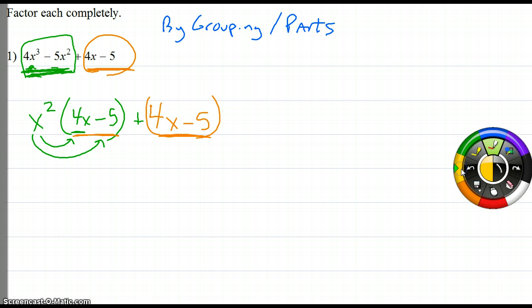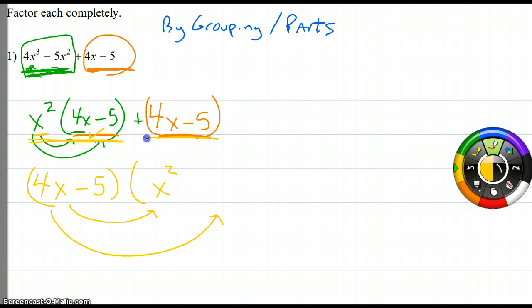So now we're going to factor out both of those. Both of these have a 4x minus 5. Now this first term has the 4x minus 5, but it doesn't have an x squared. So when I multiply through, I'll need an x squared. You might not see it, but there's a coefficient here, and that coefficient is 1. So when I factor that out, 4x minus 5 times a 1 will give us this exact term. And this is called factoring by parts or factor by grouping.